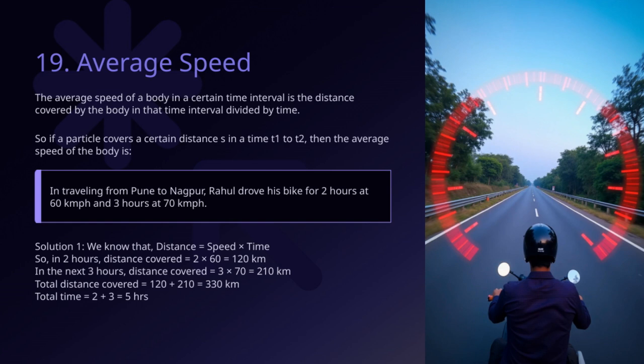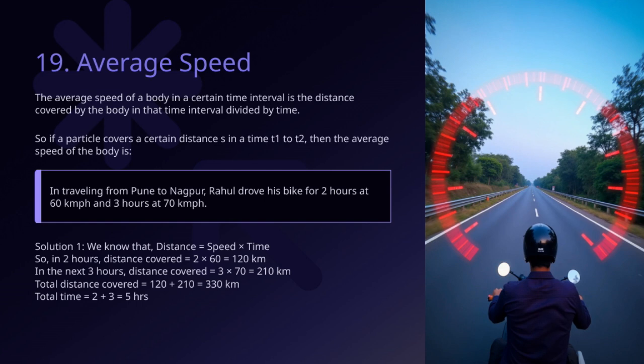The total time he spent driving was 2 hours plus 3 hours, so that's 5 hours in total. Now, when we talk about average speed, especially over a journey like this, it's important to understand that it's not just the simple average of the two speeds. Instead, the average speed is calculated by dividing the total distance traveled by the total time taken. So in this case, the average speed of Rahul's trip from Pune to Nagpur is the total distance, 330 km, divided by the total time, 5 hours.